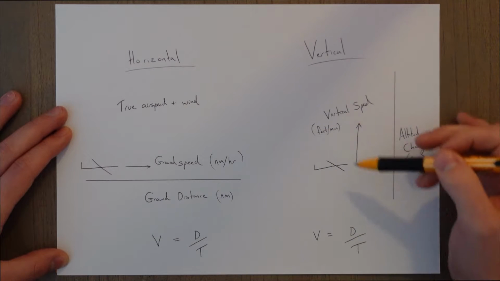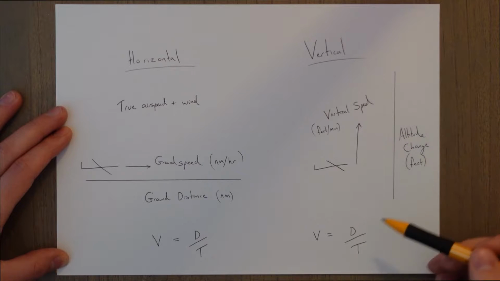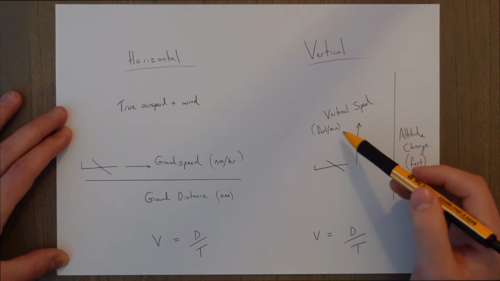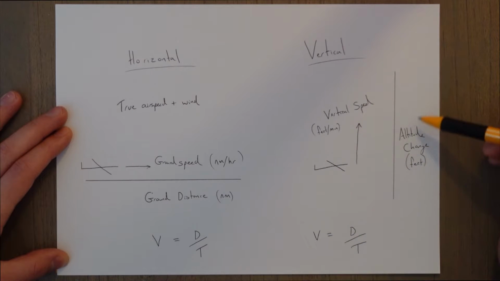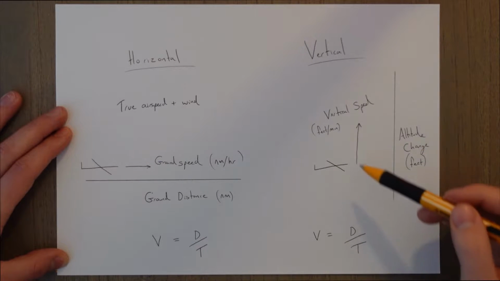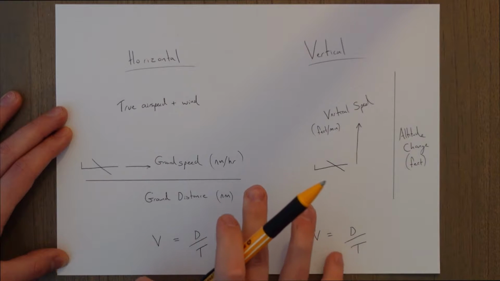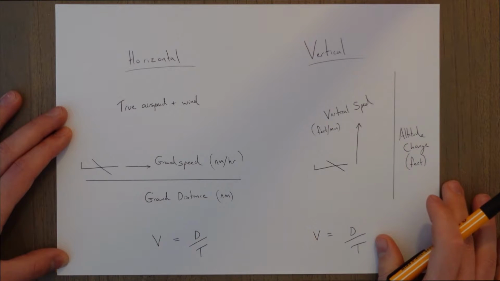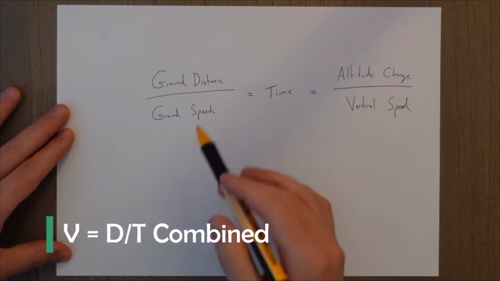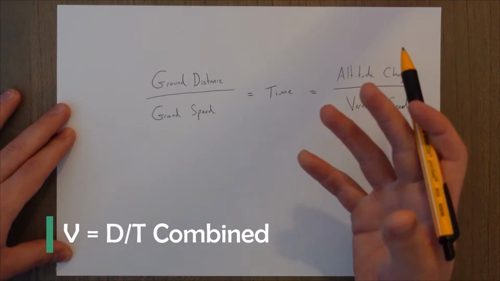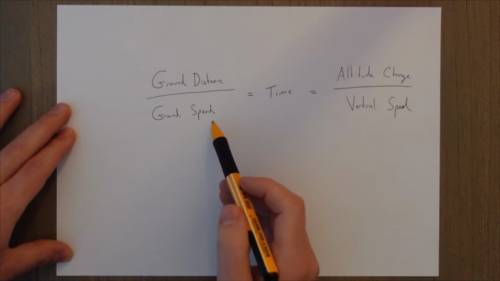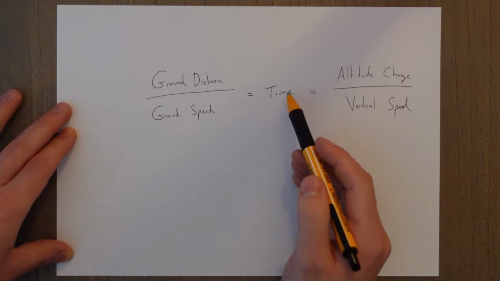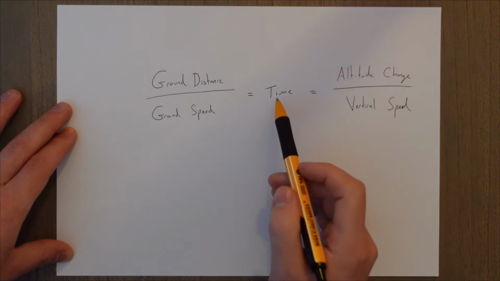For our vertical calculations, we can say that our vertical speed in terms of feet per minute will be the altitude change in terms of feet, and that will give us a time. And that time will be in minutes. So there's a difference between the minutes and the hours, which we'll just take a look at now. We can combine those two equations using that common factor of time. So we'd have our ground distance over our ground speed equals the time. We've just rearranged the speed, distance, time calculation.